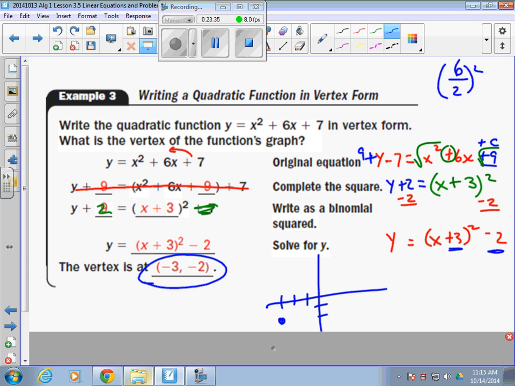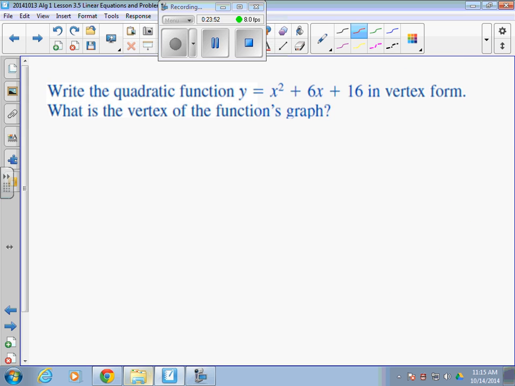Since this is a positive a value, is it going to open up or down when I graph it? Is it going to look like this or like this, up or down? It's going to open up since it's positive. Like a U, it'll open up. Okay, see if you can get this one in vertex form. Do it the same way. Take about a minute before we get run out of here.